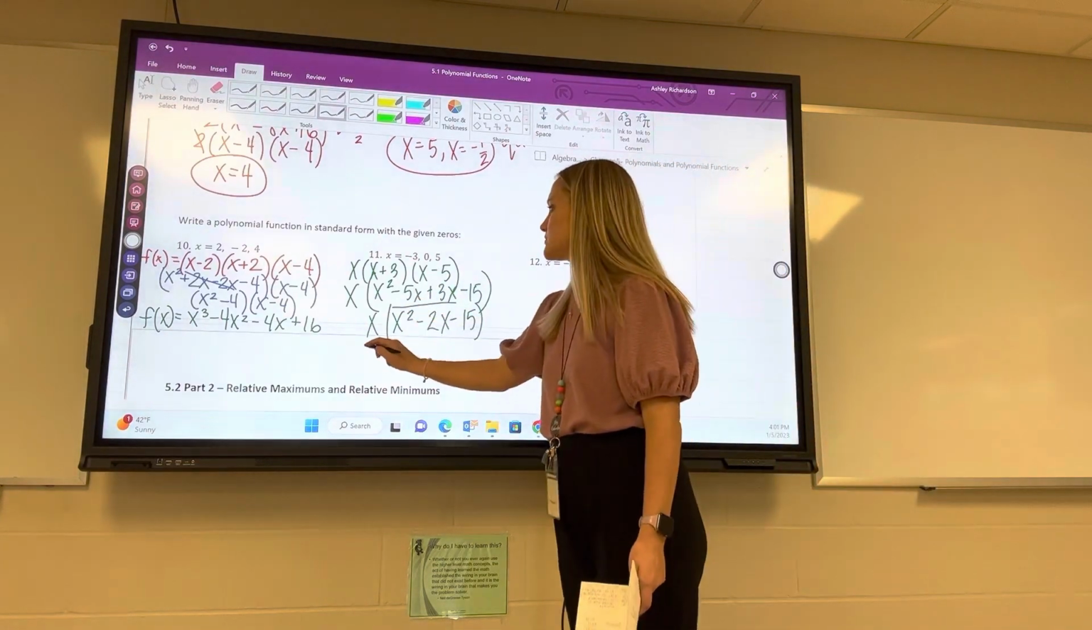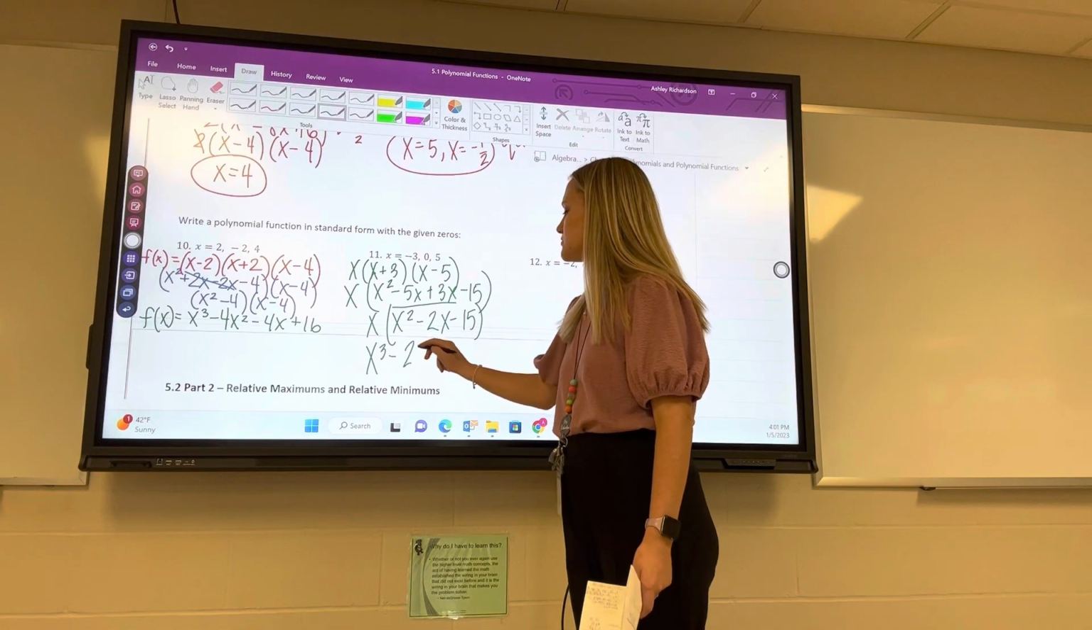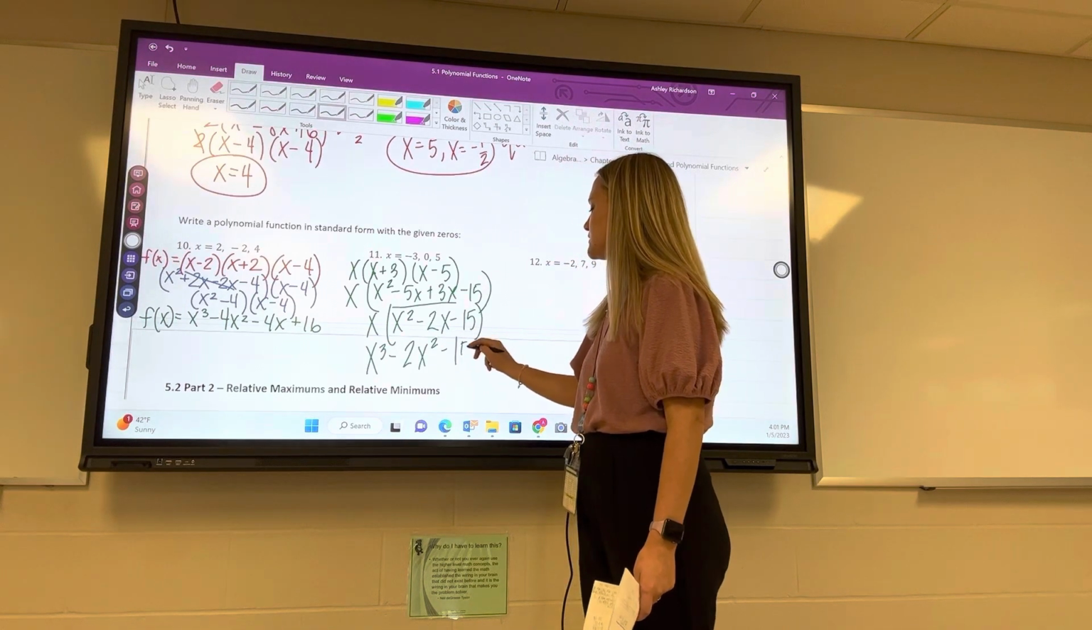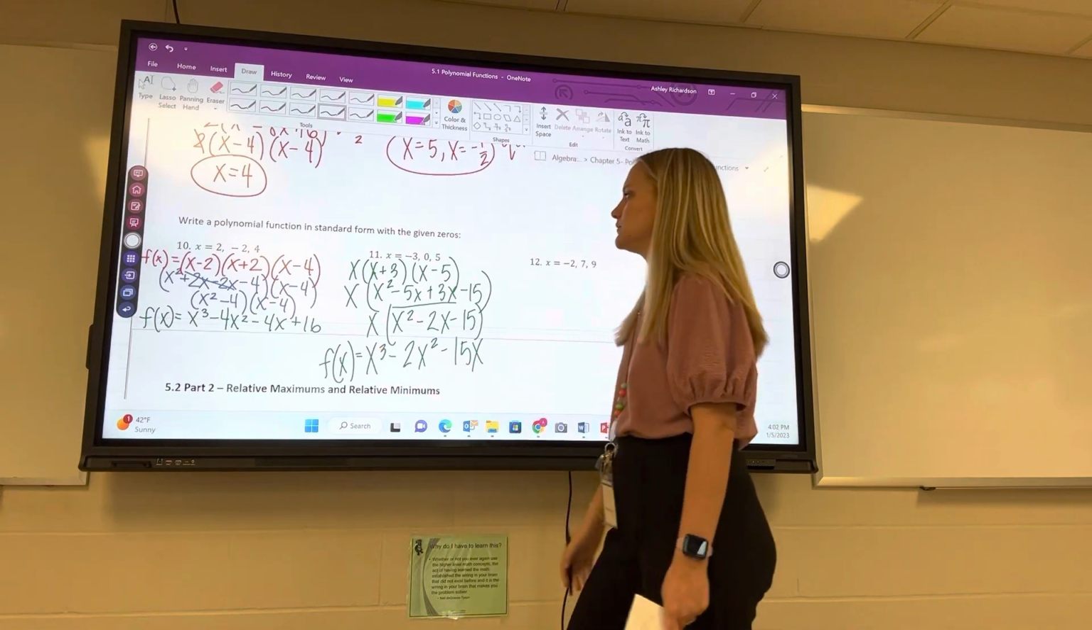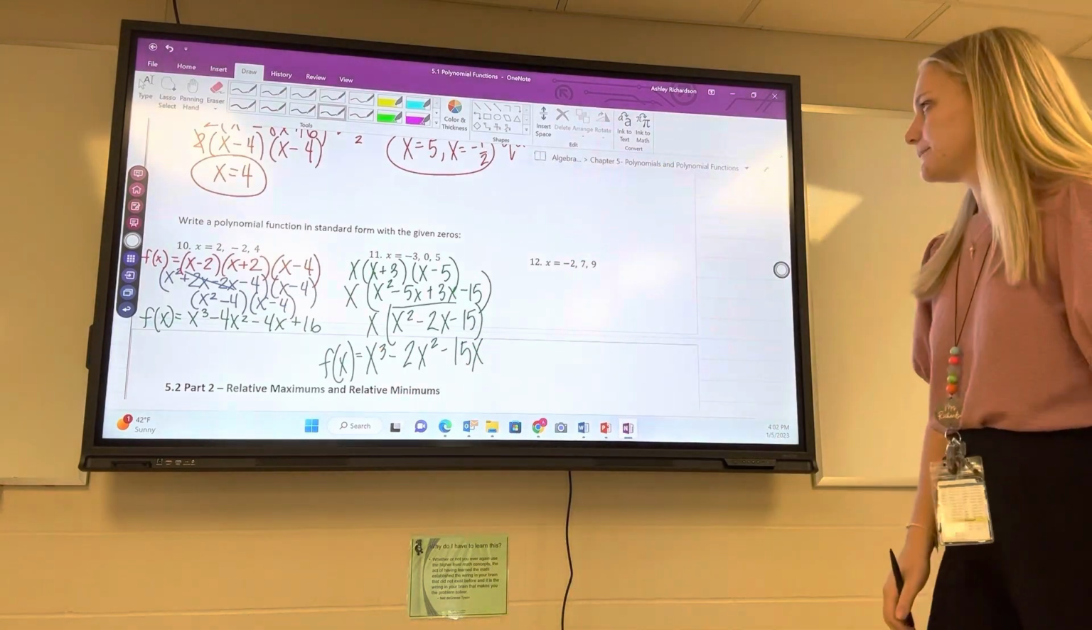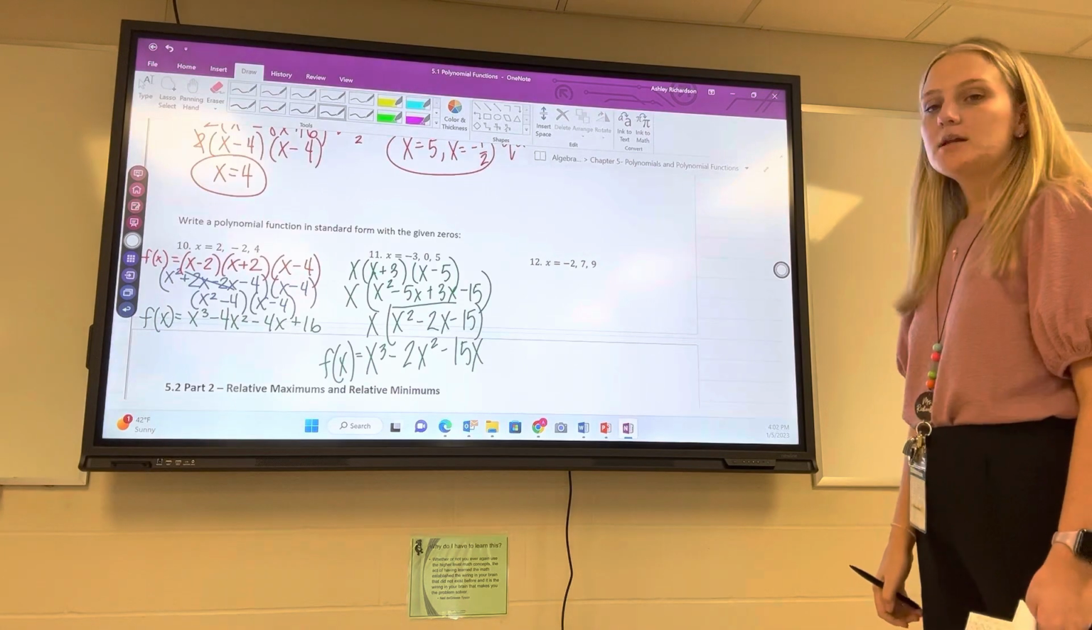I distribute the x, so I have x to the third power minus 2x squared minus 15x. And that is my function. Yay. Number 12, final one.